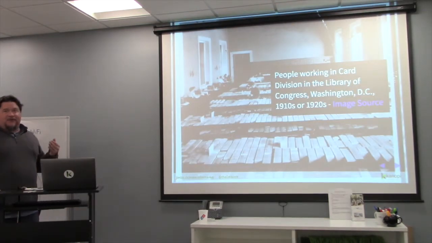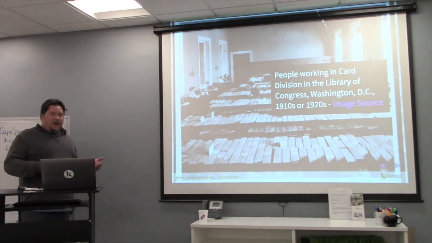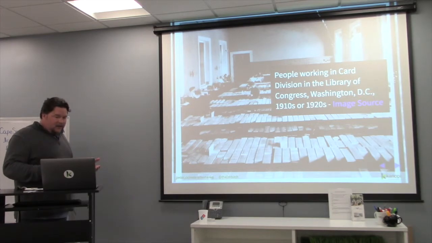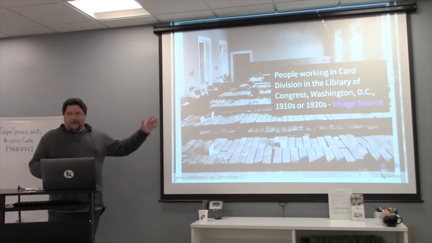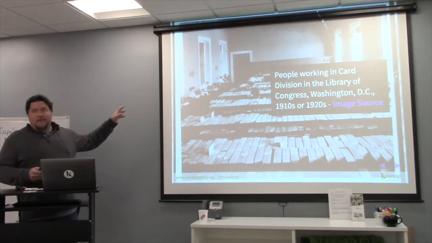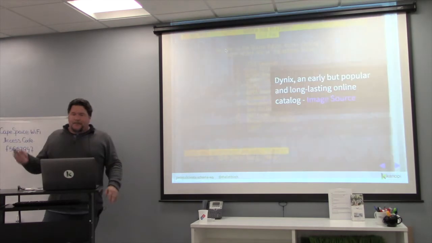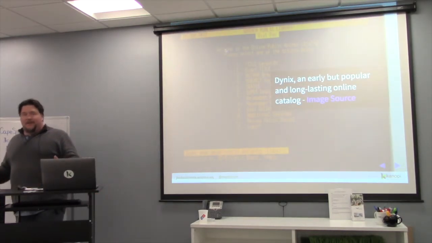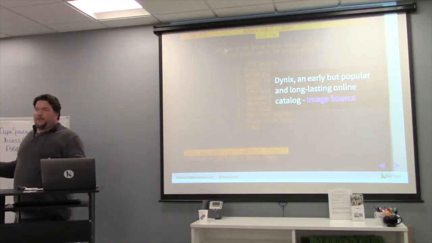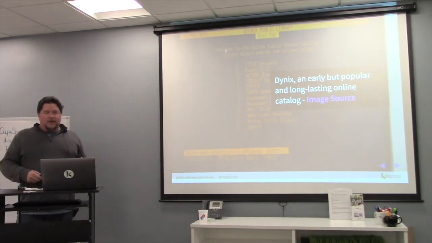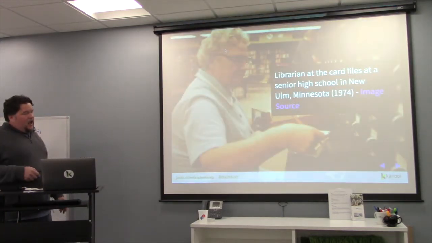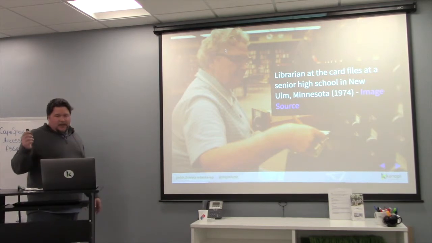It used to be people's jobs to manage this metadata. Here's a picture from the Library of Congress in the 1910s or 1920s. It's kind of unknown. Those are all library cards, Dewey Decimal Systems, and people actually typing them up. Sometime in the 70s and 80s, this was moved to the digital realm. This is a picture of Dynex, an early but popular long-lasting online catalog, which put this lovely old lady out of business.